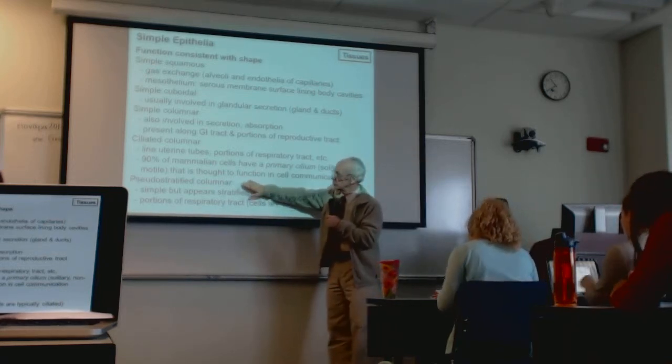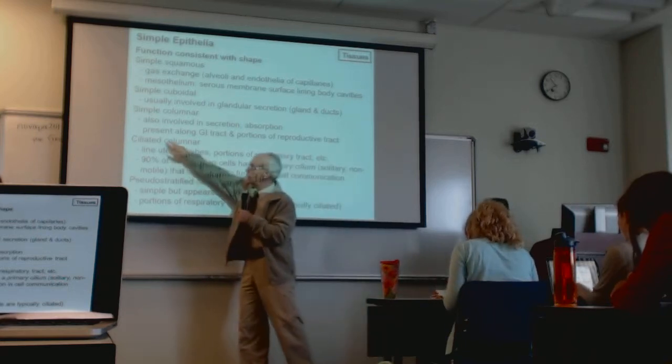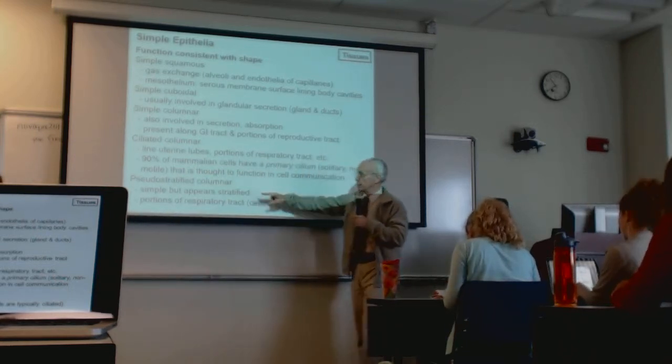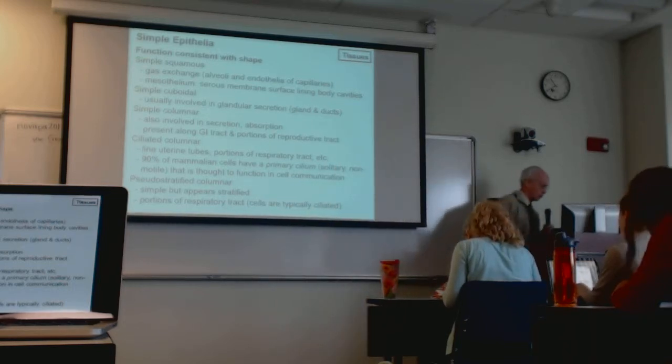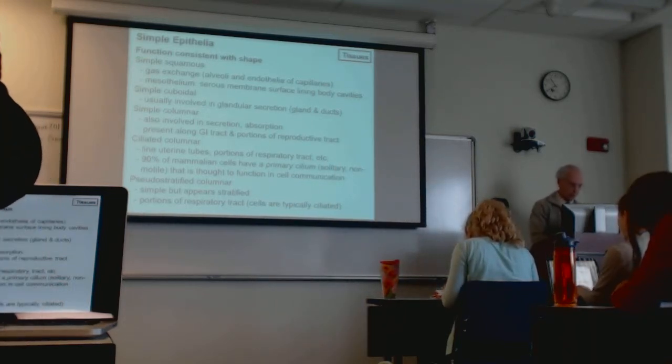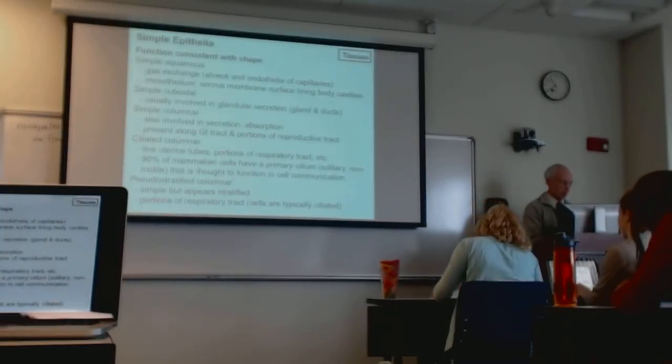And so we talked about the pseudostratified columnar. Most commonly, it is ciliated. This, as we've indicated, is most abundant in the respiratory tract, and again in a few other locations, such as the reproductive tracts.